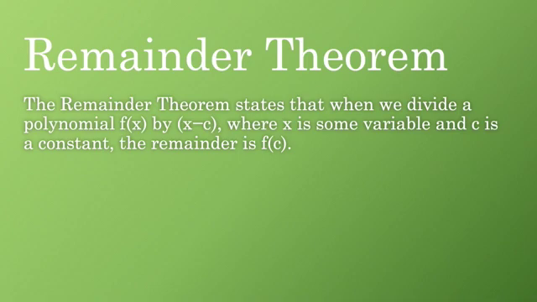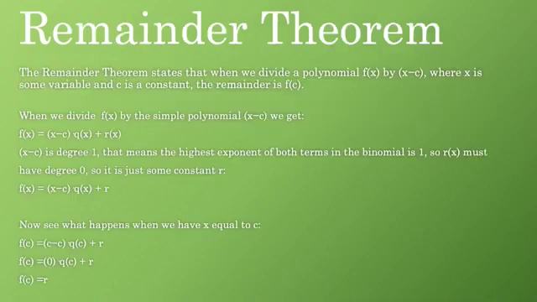Let's prove this before we move on to an example. When we divide f of x by the simple polynomial x minus c, we get f of x equals the quantity x minus c times q of x plus r of x. The quantity x minus c is of degree 1, which means r of x must have degree 0, so it is just some constant r.